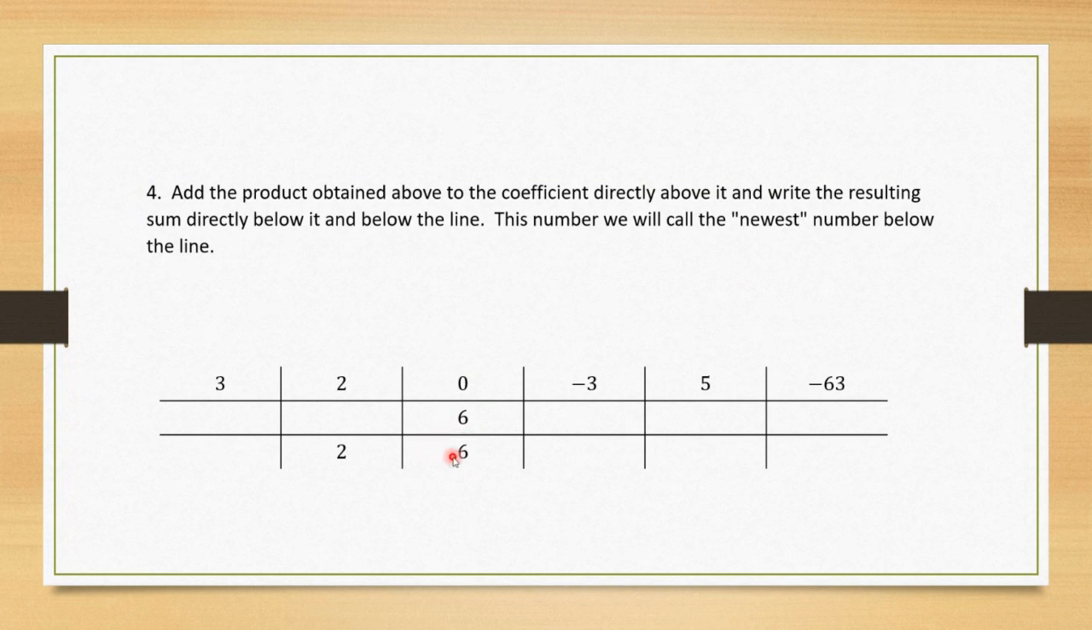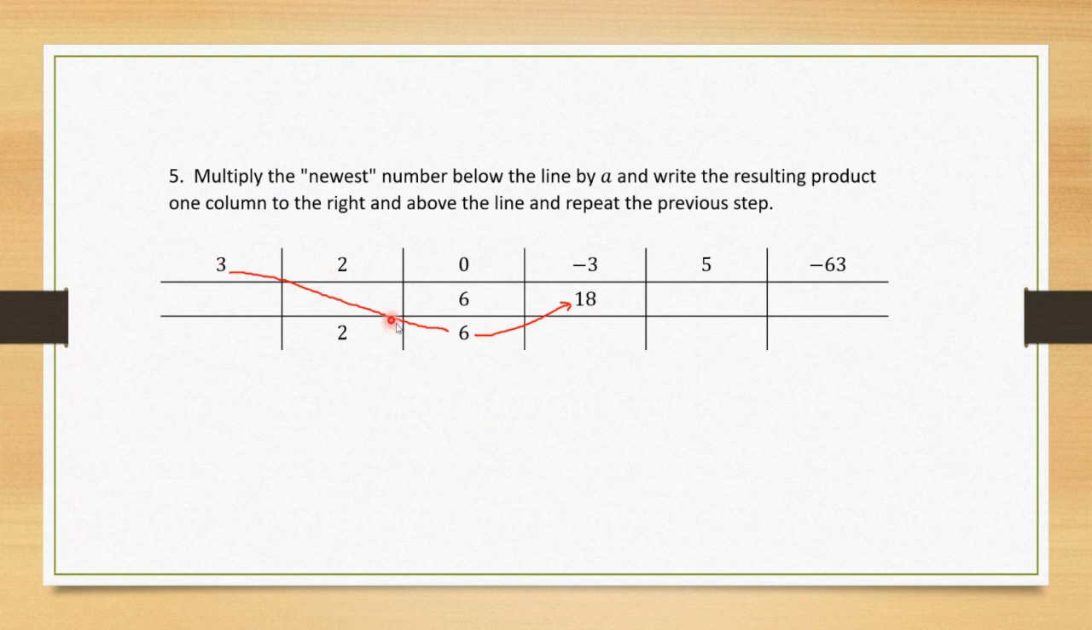Okay, now what? Well, the process will repeat. Basically, what we did to the 2, we're going to do to the 6. So next, we have 3 times 6, which is 18. That's going to go here. Then you're going to add. Just like we added 6 and 0, we're going to add 18 and minus 3, which is 15. And that's going to go here.